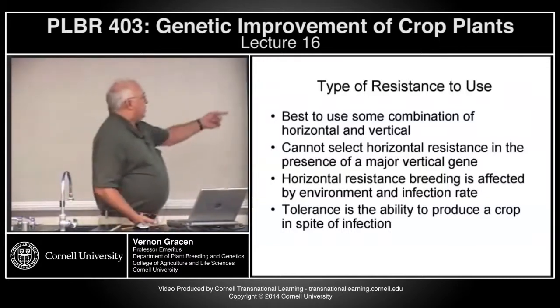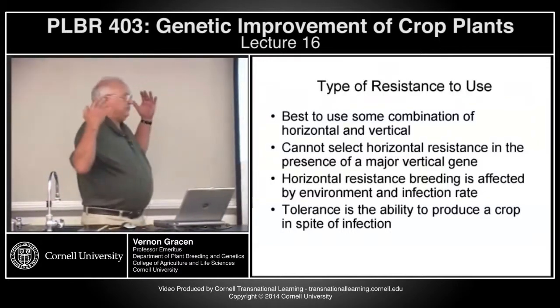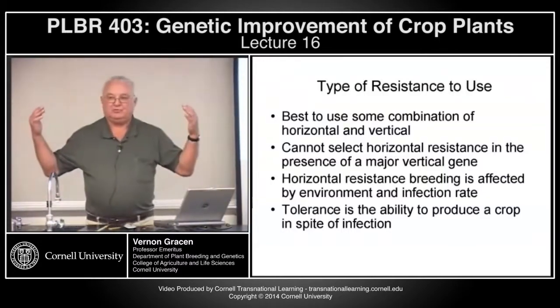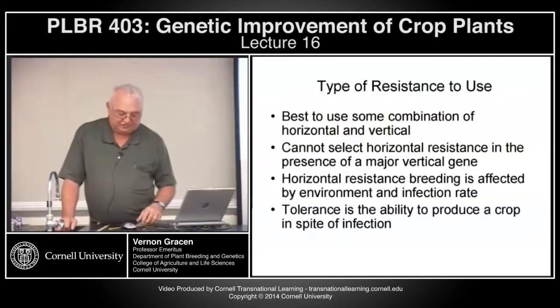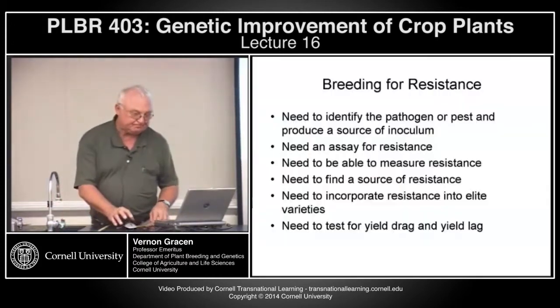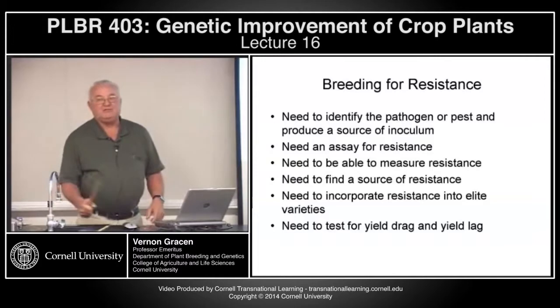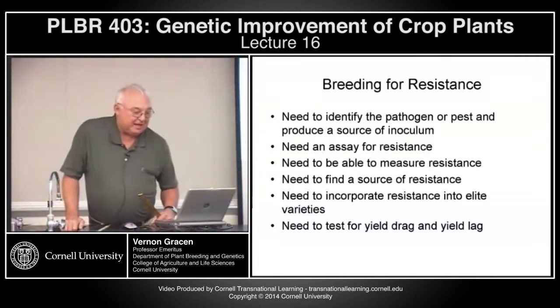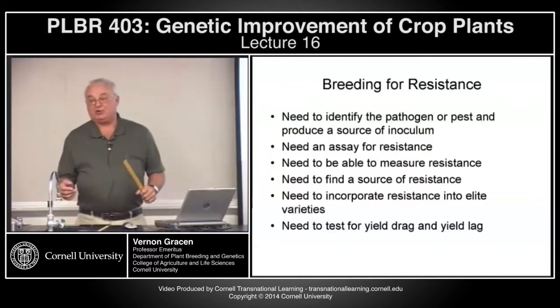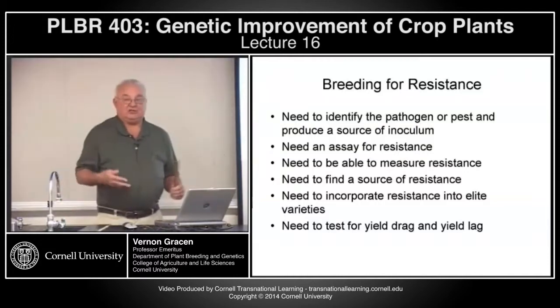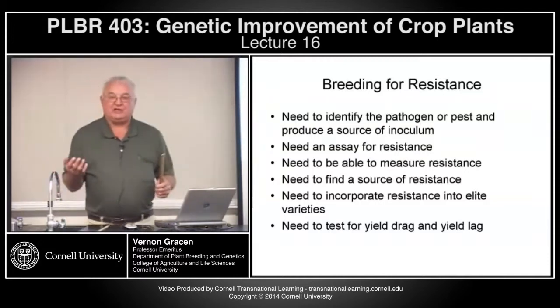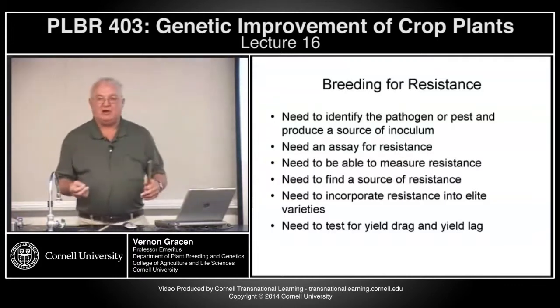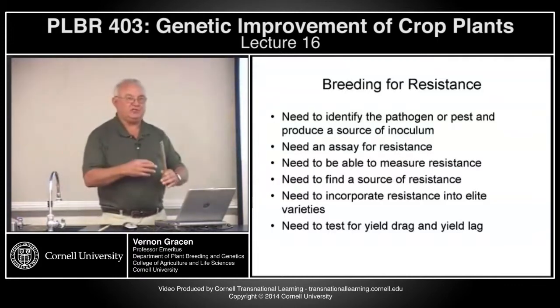And of course, I put in again, tolerance is the ability for the crop to produce without any resistance factors that we can detect. So to breed for resistance, what do you have to do? Well, first you have to have a pathogen or a pest, and you have to get a source of inoculum. And in some environments, you don't worry about that because every year in that environment you get high levels of disease or insects.